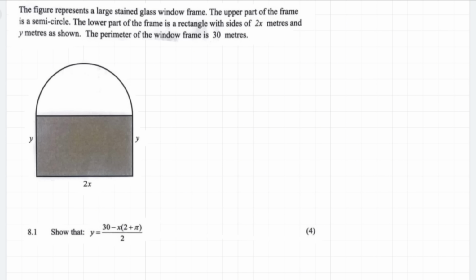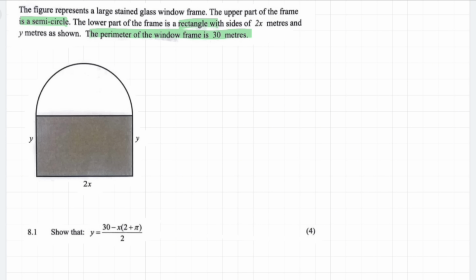So they said the upper part of the frame is the semicircle. Good. So this is important. It's the semicircle. The lower part is the rectangle. Good. So the 2x we can see it, and the y we can see it. Another important piece of information, they say the perimeter of the window frame, so the whole of this shape, has a perimeter of 30.